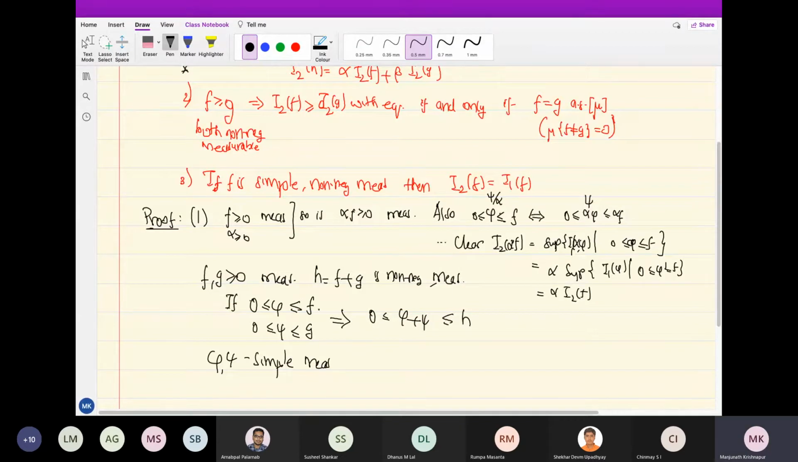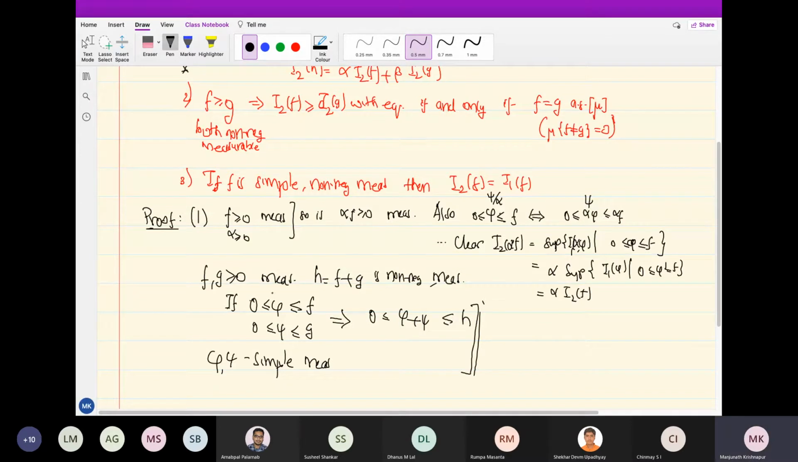But the other way is not clear. If I take one simple function sandwiched between 0 and h, can I break it into two simple functions, one sandwiched between 0 and f and one between 0 and g? That is not clear. So this is a one-way inequality, from which what will we get?